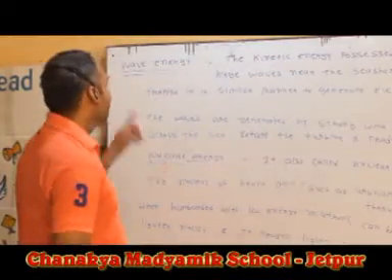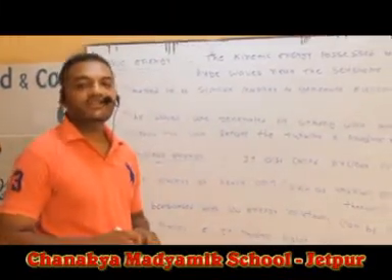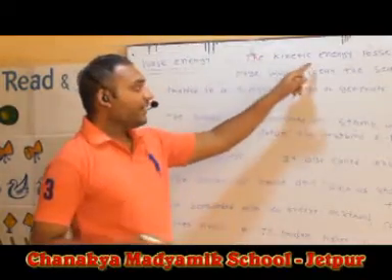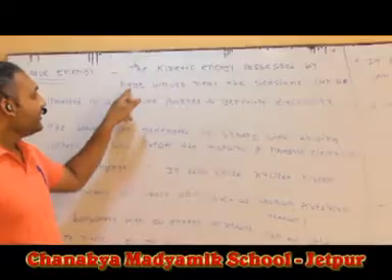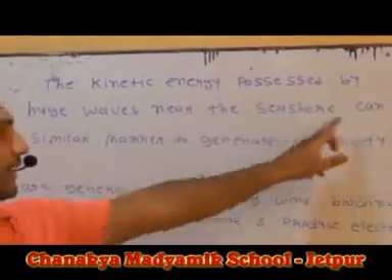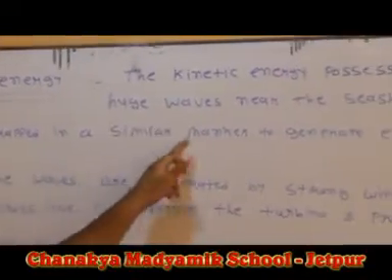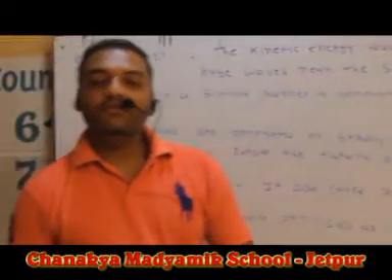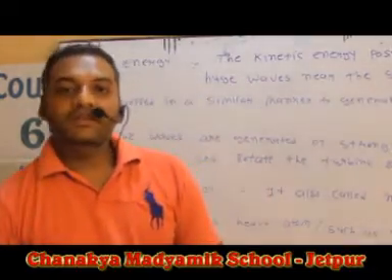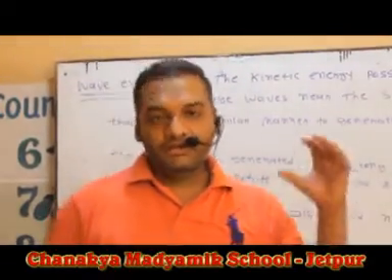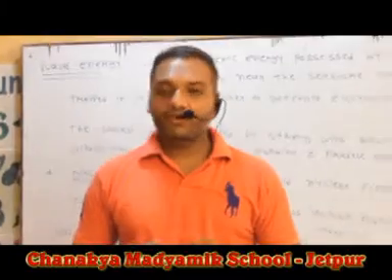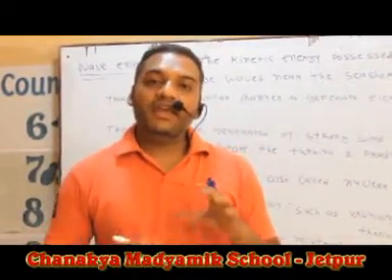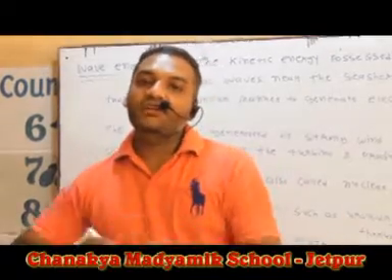Next topic is wave energy. This type of energy is a source from the waves of the sea, in which the kinetic energy possessed by huge waves near the sea can be trapped in a similar manner to generate electricity. In the sea, daily waves come from midway, and these waves directly hit the turbine. It is set up at the bottom of the sea, and the turbine is rotated, and this kinetic energy is converted into electrical energy.